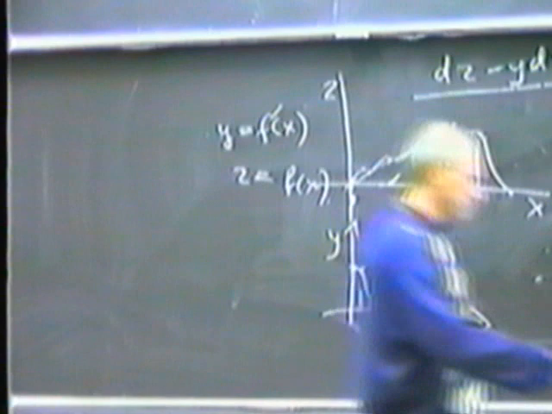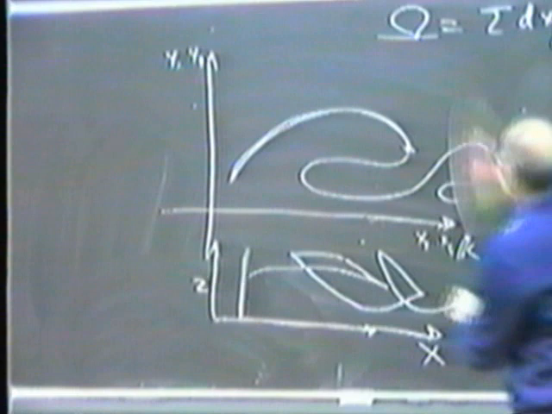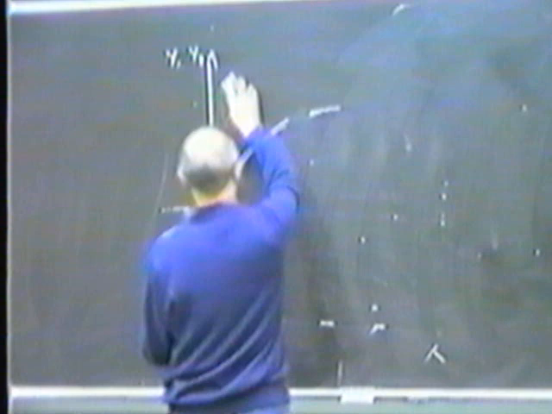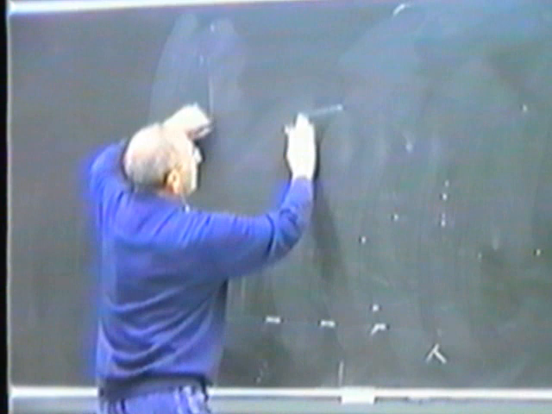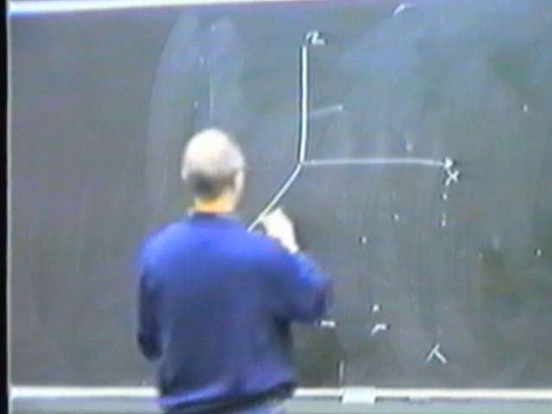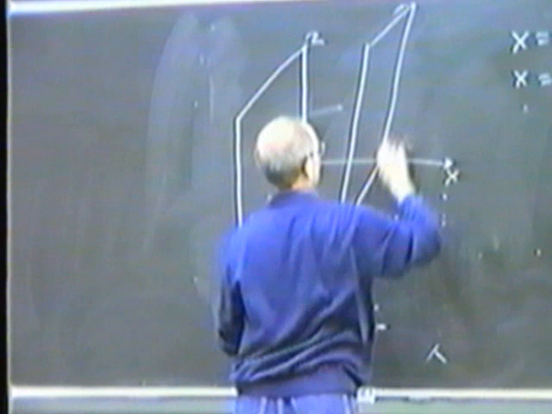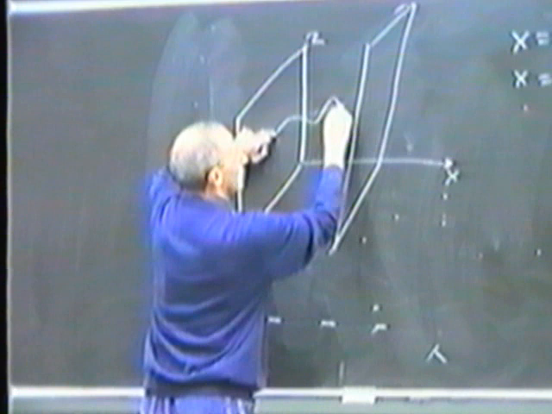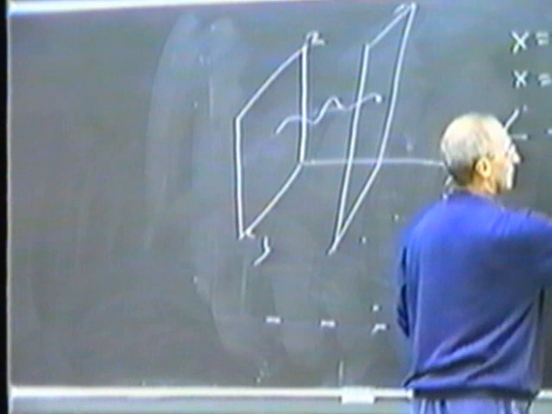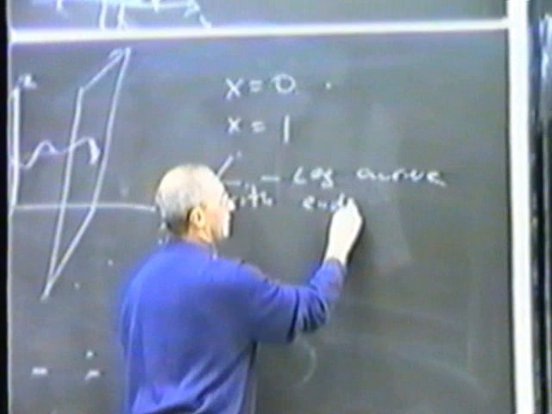So now, let me formulate the following theorem. Suppose we consider this three-dimensional space x, y, z with this contact structure. Now, in this space, let's consider two special planes: the plane x equals 0 and x equals 1. Suppose now we have some Legendrian curve. Suppose L is a Legendrian curve with ends A and B on these planes.